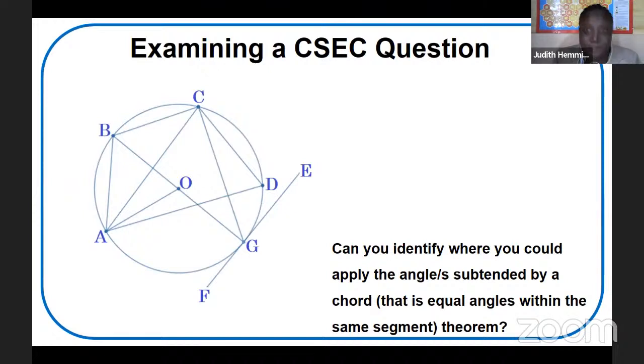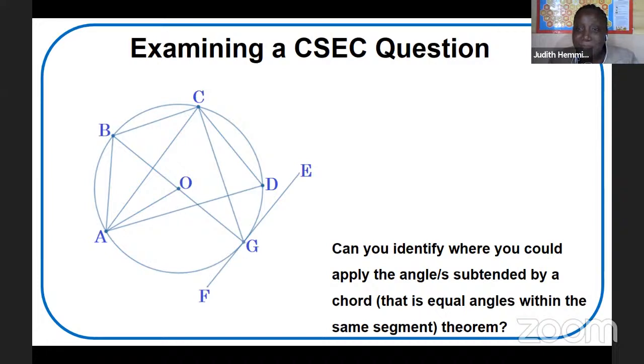Somebody said D and G. All right, you're putting a disclaimer to say I think. And Carif said B and C. All right, so let me rephrase the question now. Identify a chord for me. Give me the two endpoints of the chord that you're talking about, and then tell me which two angles at the circumference are standing on that chord.